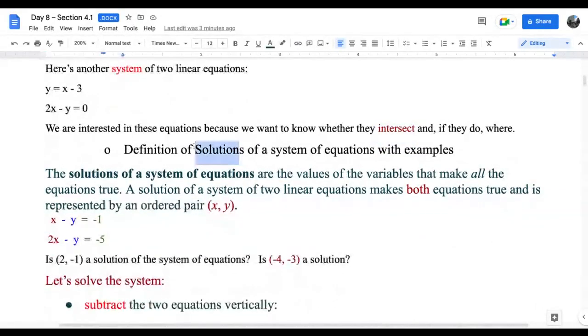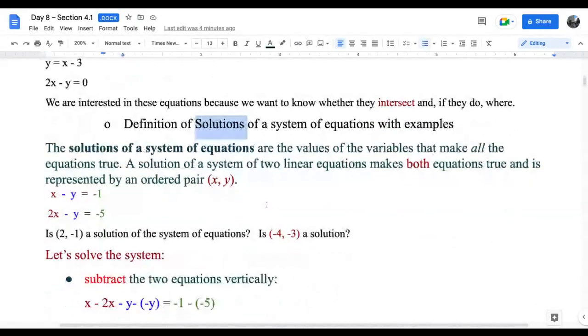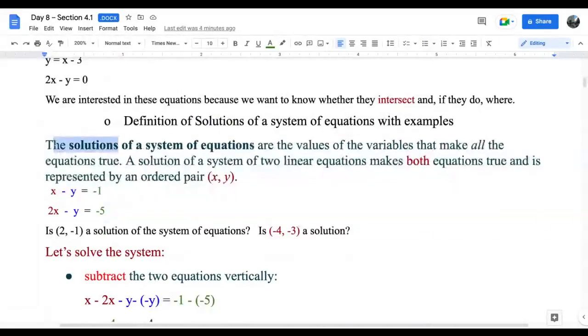Okay, definition of solution of a system equation with examples. The solutions of the system of equations are the values of variables that make all the equations true, right? A solution of a system of two linear equations makes both equations true and is represented by an ordered pair or a point (x, y).